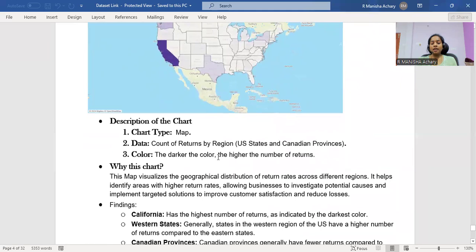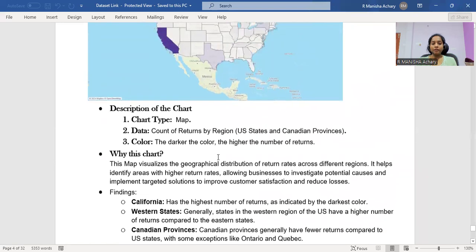The map visualizes the geographical distribution of return rates across different regions. It helps identify areas with higher return rates, allowing businesses to investigate potential causes and implement targeted solutions to improve customer satisfaction and reduce losses.